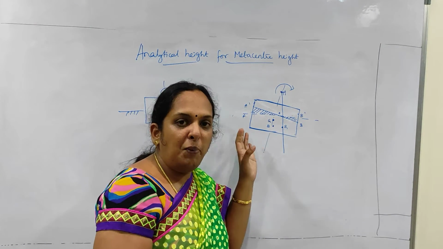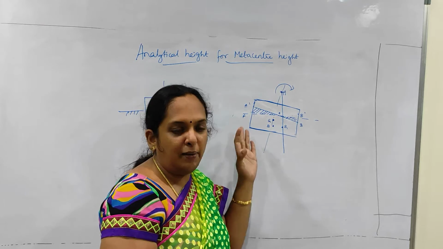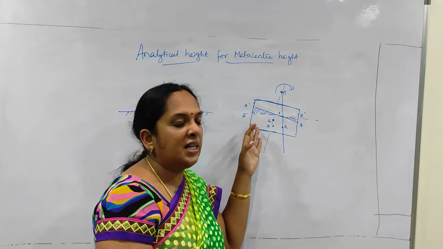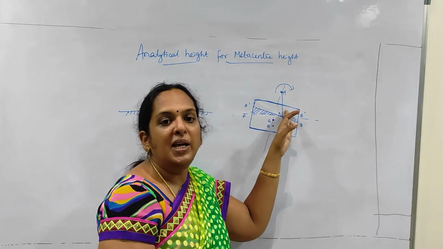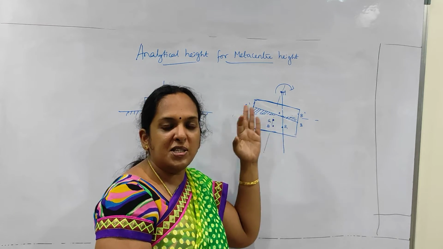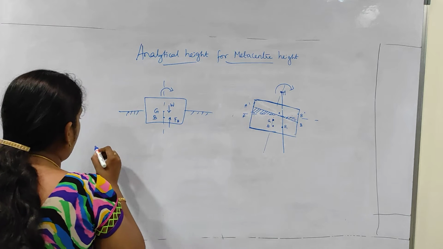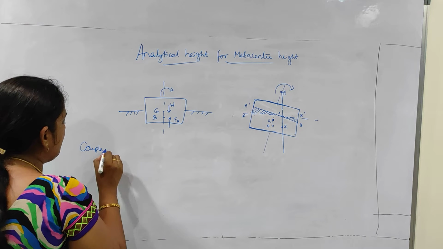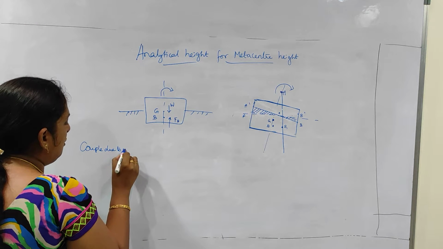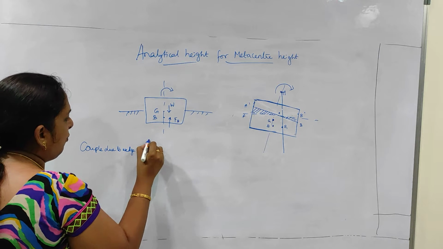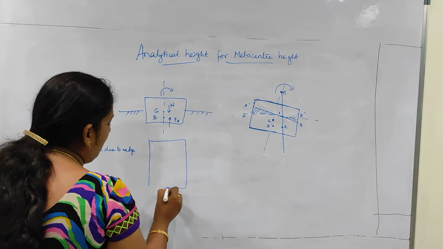The couple due to this buoyancy force and the moment caused by this displacement of the center of buoyancy must be equal. Now, first I am going to find out the couple due to wedges. Before doing this, let me consider one strip of this body.